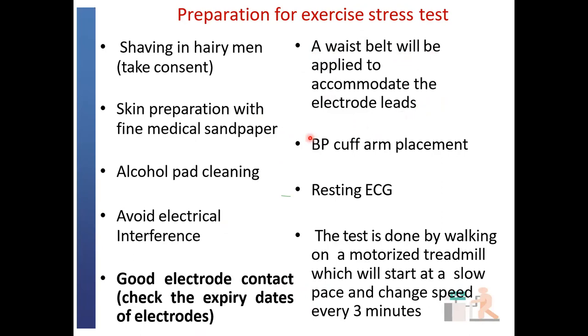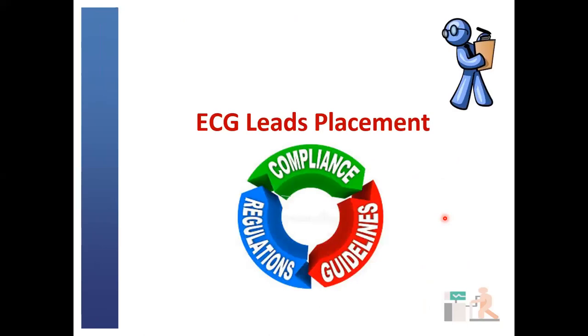A waist belt can be applied to accommodate the electrode leads, the pick-off and placement, and obtain a resting ECG. We shall talk shortly more about this resting ECG. The test is done by walking on a motorized treadmill, which will start at a slow pace and usually change speed every 3 minutes using the Bruce protocol. So just a few words about the lead placement.